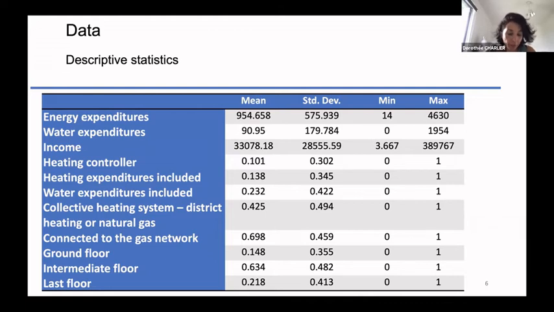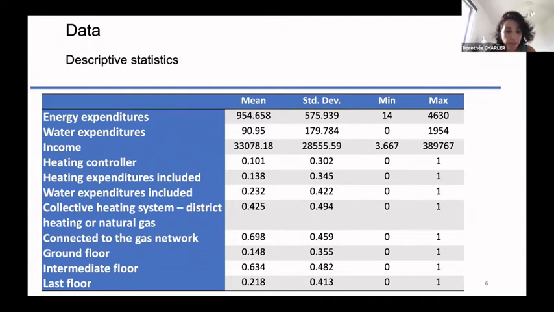About water expenditures, I present some statistics because we can compare behavior according to energy expenditure and water expenditure, especially in the case where utilities are included in the contract. In France, water expenditure on average represents less than 100 euros per year.